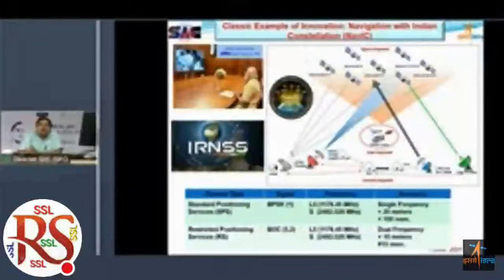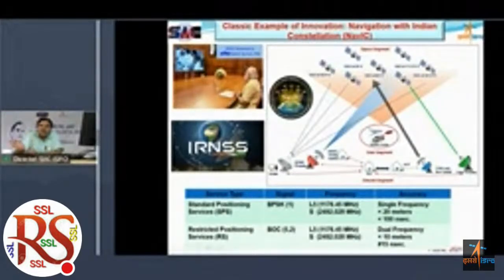So this is the NavIC system, where there are three elements. You have the space segment, where you have 7 satellites, then you have a ground segment. As I said, any satellite system will not work standalone with only satellites. It will need a ground system. So many ground stations had to be set up in the whole country, and that also we have set up. And the third part is the user segment.